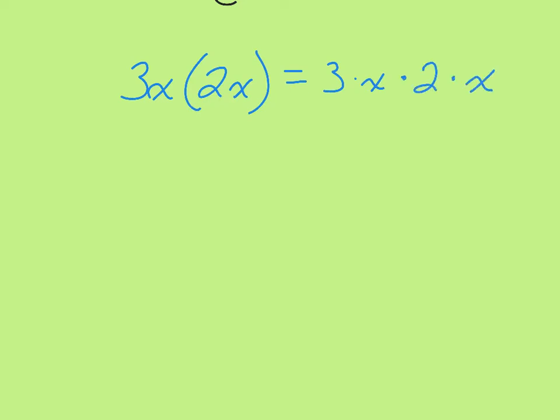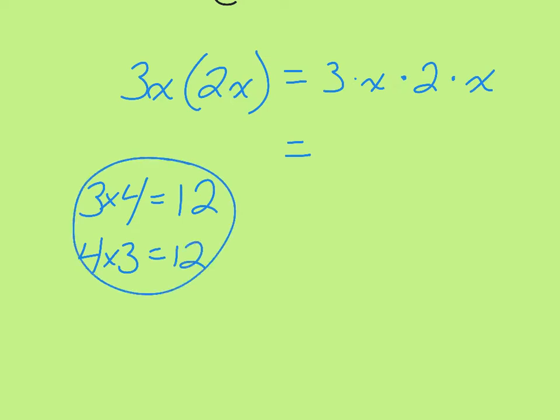So if I had something like 3x times 2x, I am going to just really rewrite this out. If you're having trouble, expand it out. This is like 3 times x times 2 times x. Now, when multiplying, the order doesn't matter. We've said in class, 3 times 4 is 12. Well, 4 times 3 is still 12. The order that we put them in really doesn't matter.